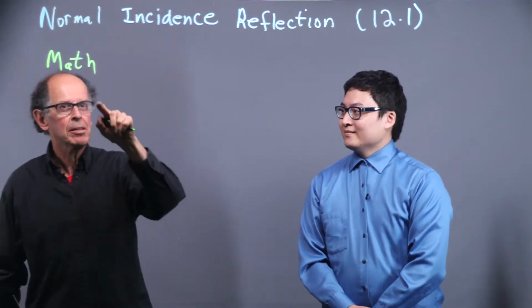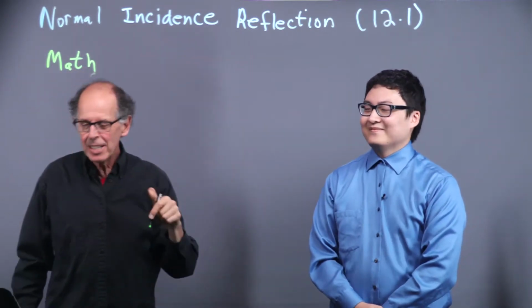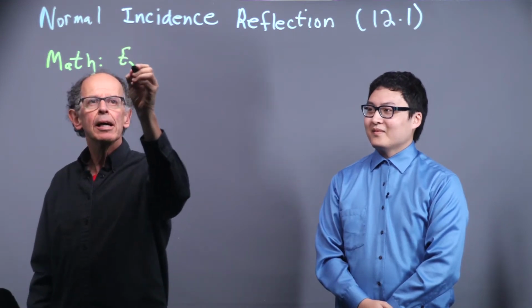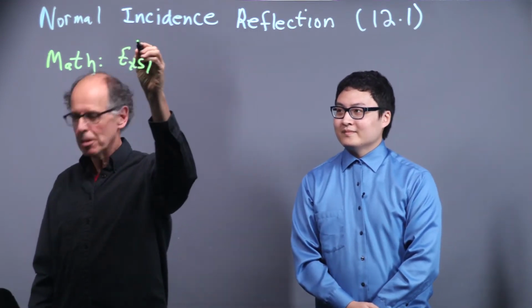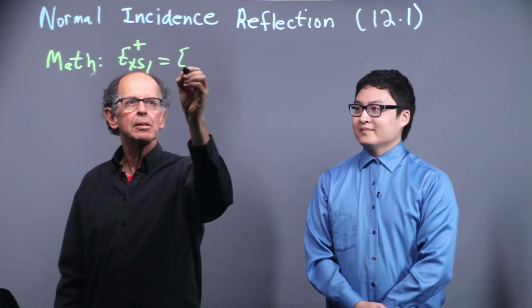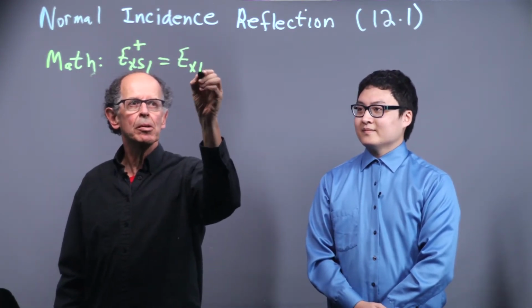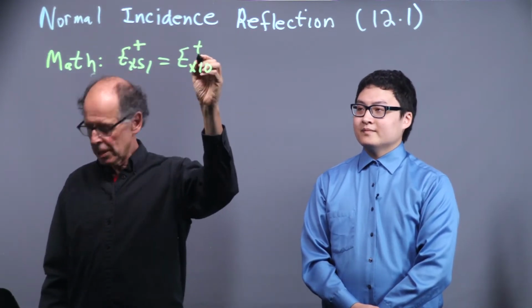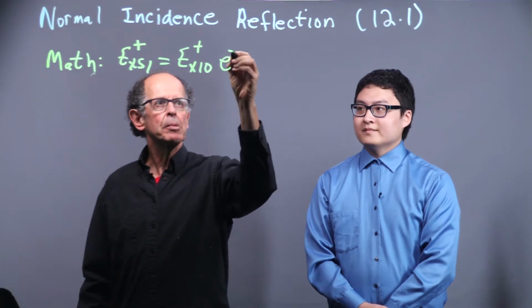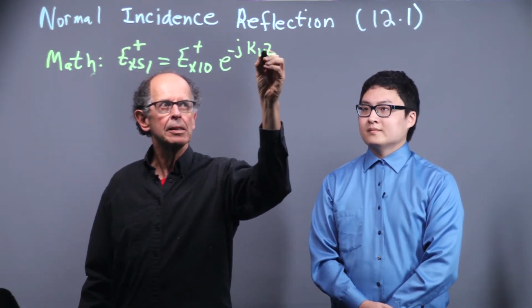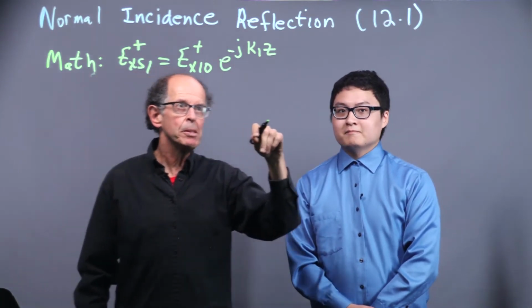That's my name, math. Anyway, let's look at the phasor form of all the waves. E_x^s1+ is equal to the amplitude E_x1,0+ times e to the minus j k1 z. Now, remember what this is.